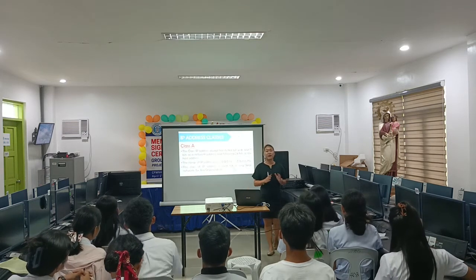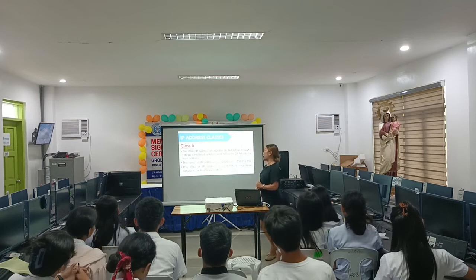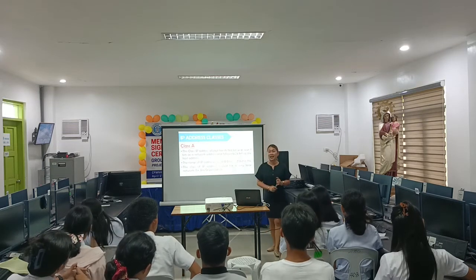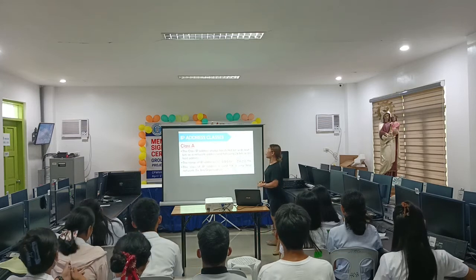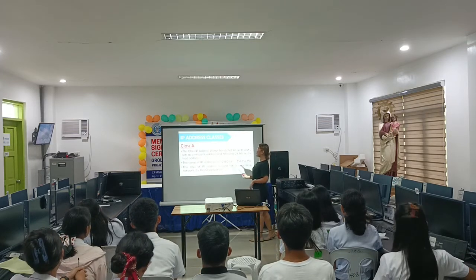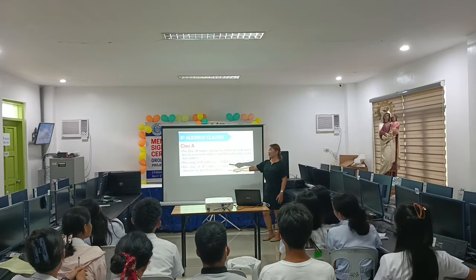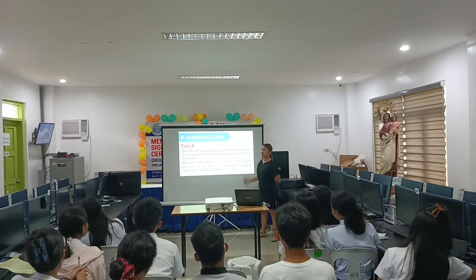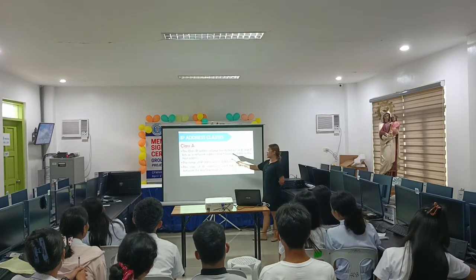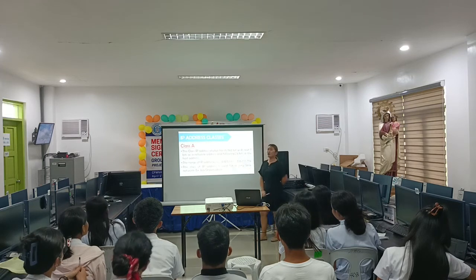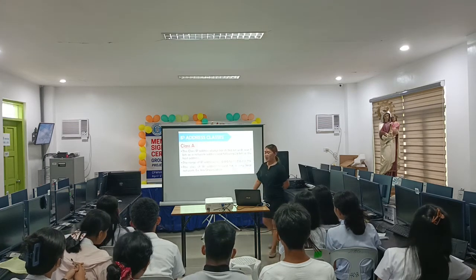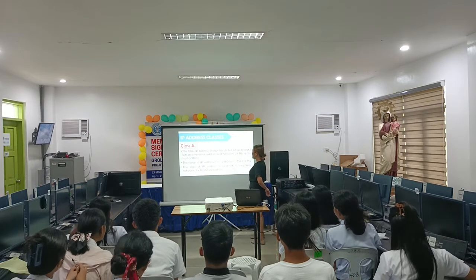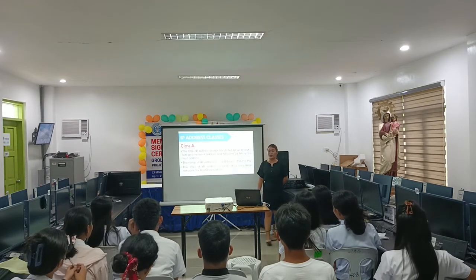We have 5 types of IP address classes: Class A, B, C, D, and E. For Class A, the IP address always has its first bit as 0, the next 7 bits as the network address, and the following 24 bits as the host address. The range of IP addresses is 0 to 127.